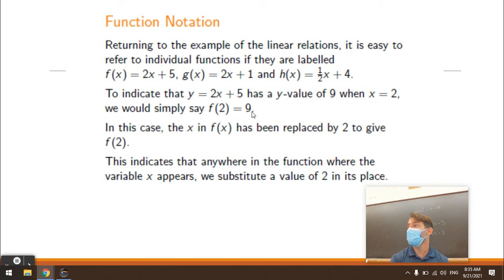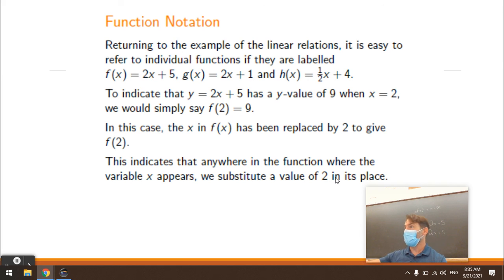That is true. And in this case, the x in f of x, we just replace by 2 to give f of 2. Anywhere in the function where the variable x appears, we put the value 2 in its place. That's useful if we have a quadratic like f of x is equal to ax squared plus bx plus c, a quadratic in standard form.